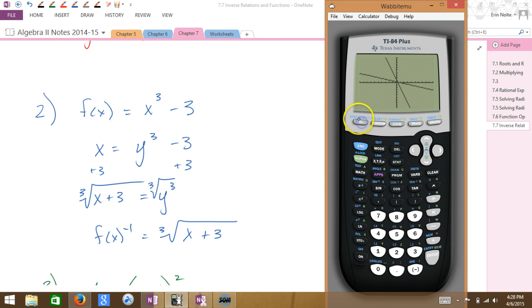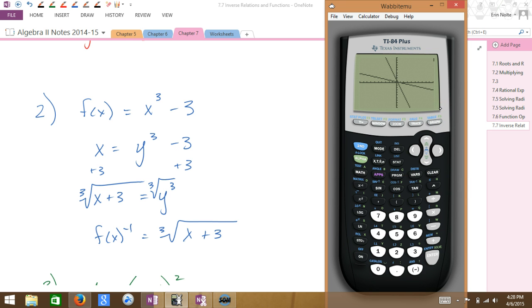Again, on the same graphing window, I'm going to graph the original function, x cubed minus 3, and its inverse. This one's going to be the cube root, so I need to hit math number 4 of x plus 3.